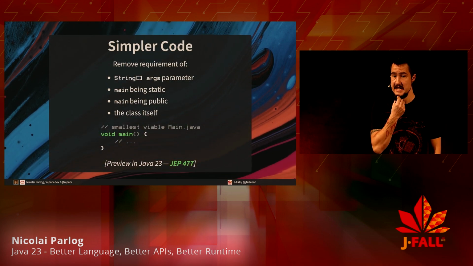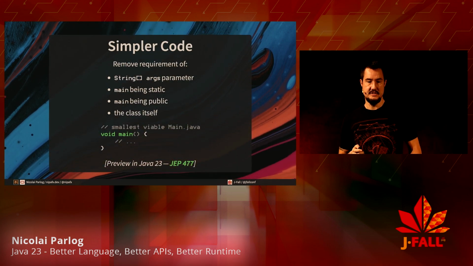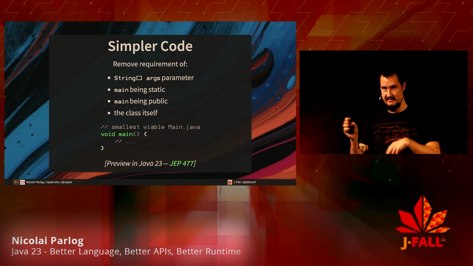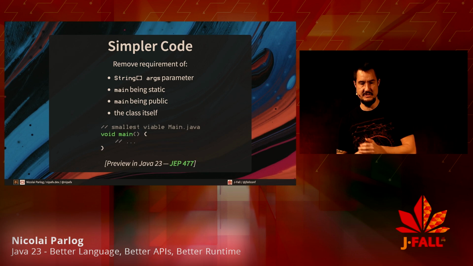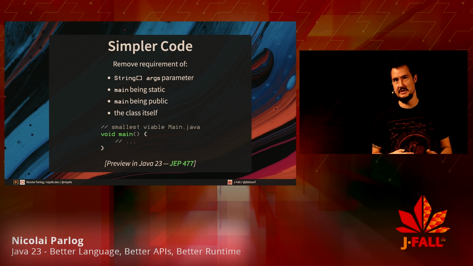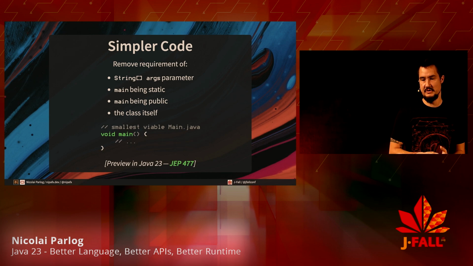The first part is that code should get simpler. So instead of having public static void main String[] args, maybe we just remove all of that, because none of that is strictly speaking necessary. It's an artificial requirement that we can just change. And so that's what's being done in JEP 477, which is a preview in Java 23.